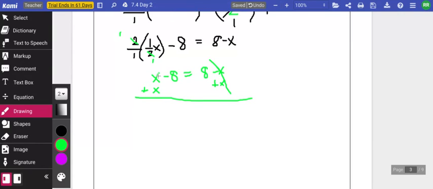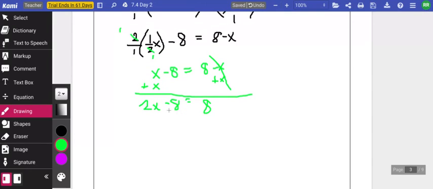So on the left side, I have x plus x. That's 2x. I'll bring the minus 8 down, bring my equal sign down, and bring the 8 down on the right side. So because my variable is on the left side, this number right here, -8, needs to go to the other side. So I undo subtraction by addition. So let me add 8 to both sides. So those 8's cancel, and I have 2x equal to 8 plus 8, which is 16.